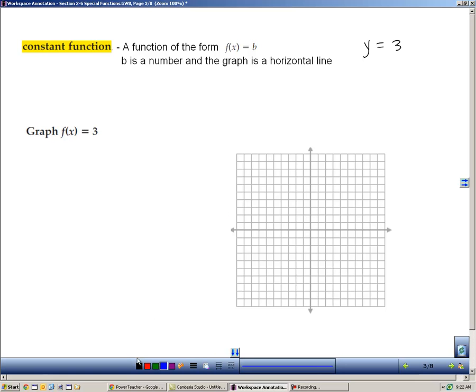So if I were to make a table of ordered pairs here, my x and my f of x, when I plug a negative 2 in, I get a 3. When I plug a negative 1, a 3. And this is not something you have to do, but I'm just showing you how it works as a table. So if I were to plot these points, 0, 3, 2, 3, and so on, you end up with a horizontal line. That is a constant function.